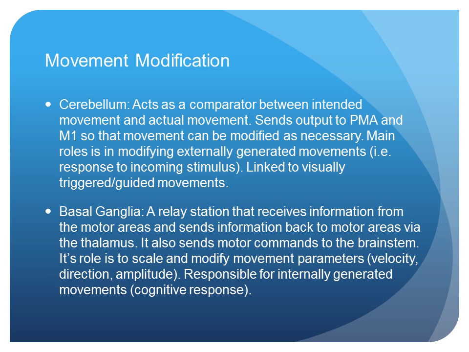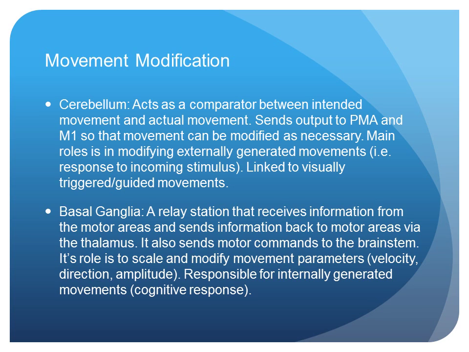Let's now address how performance modifications occurred during each trial. We've got two areas involved here, and the first is the cerebellum, and it acts as a comparator between the intended movement and the actual movement. It's kind of like an error detector and corrector, and it sends output to the primary motor area, the M1, so that the movement can be modified as necessary. Its main role is in modifying externally generated movements, like in the response to an incoming stimulus.